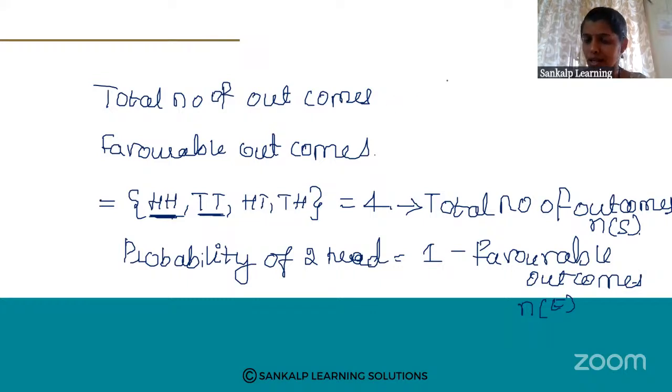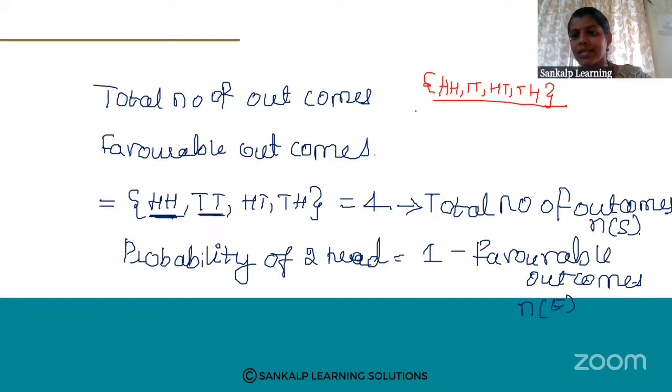If you are tossing two coins, you are getting head-head, head-tail, tail-head, or tail-tail. So these all are the possible outcomes. If I ask how many two heads are there in the sample space, that means if I ask the probability of getting two heads, then you can say exactly what I am asking, the probability of getting two heads.